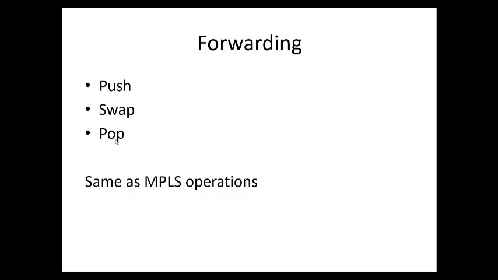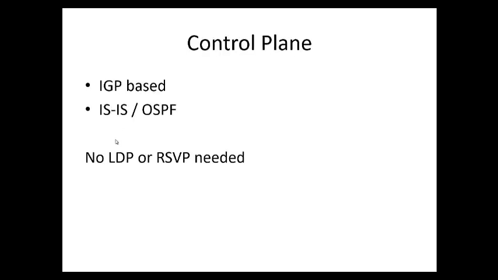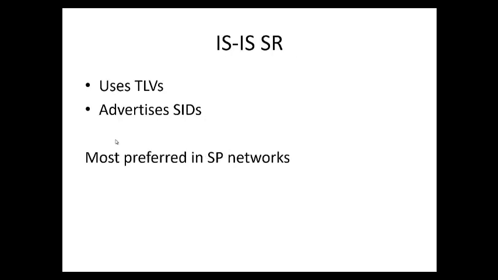Push, swap, pop, same like MPLS. Control plane. Control plane is IGP based. Only IGP, and it can be OSPF or ISIS. Popular with segment routing, ISIS is popular. ISIS SR.